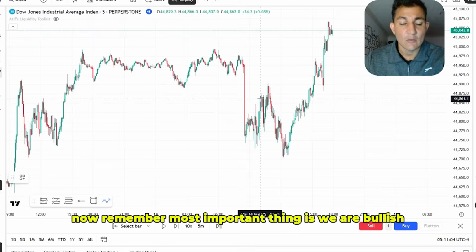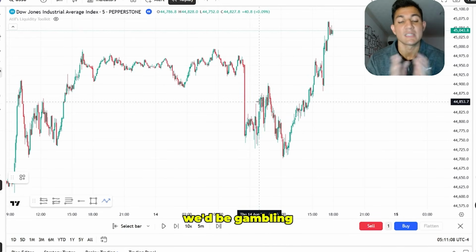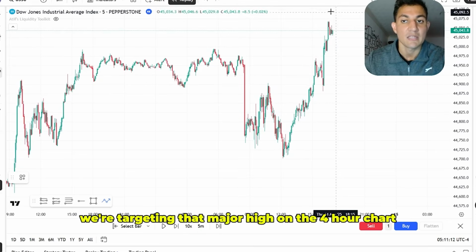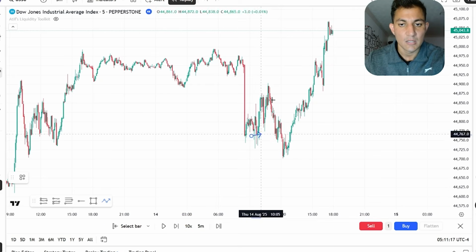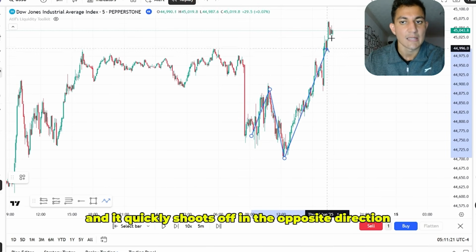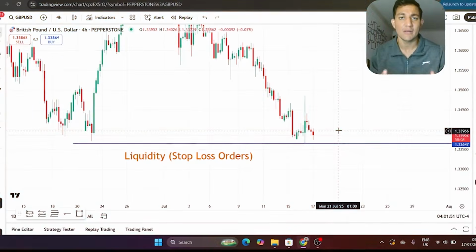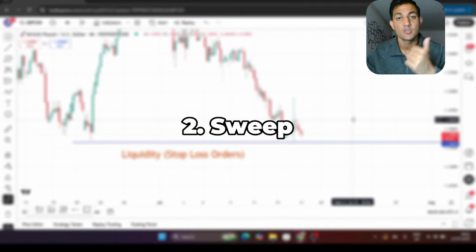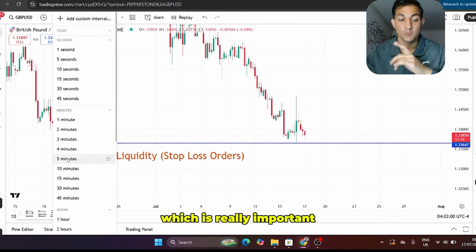You see our price? Now remember, the most important thing is we are bullish, right? If we were not bullish, right now we'd be gambling. We have no idea what price is likely to do next. But because we're bullish, and we know we're targeting that major high on the 4-hour chart, this is why this works. So we have this low here, price goes up, just takes out this low, only slightly, and then quickly shoots off in the opposite direction. That right there is our sweep. We have our buyers. We need to get on to step 2 of the process, which is a sweep, right? Bias, sweep, entry.